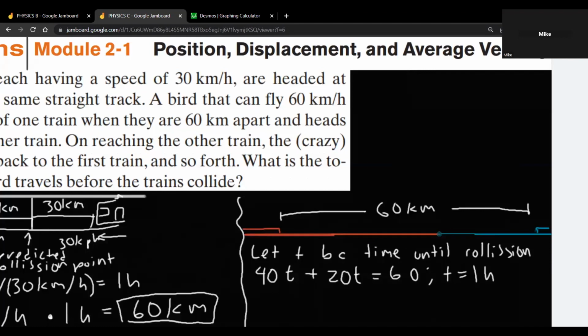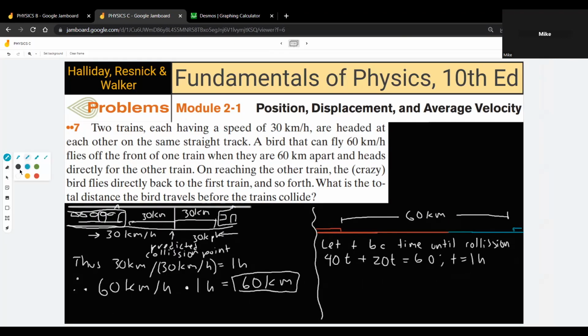Ngayon, we're going to modify the problem again. Teka, so share ko yung screen ko para makita mo yung setup. Kasi dyan, okay lang di ba? 40 times t plus 20 times t, 60. So, makukuha mo yung time and therefore, pag nakuha mo yung time, kuha mo yung distance travel. Paano kung ganito? So, let me share my screen.